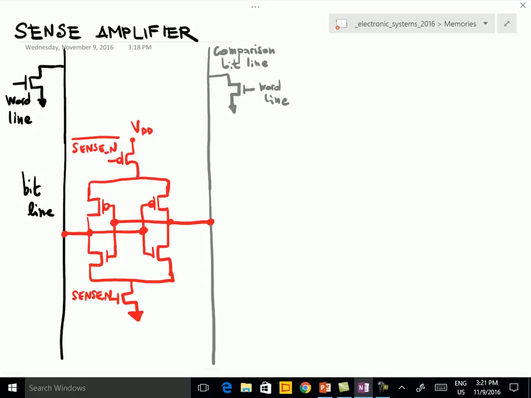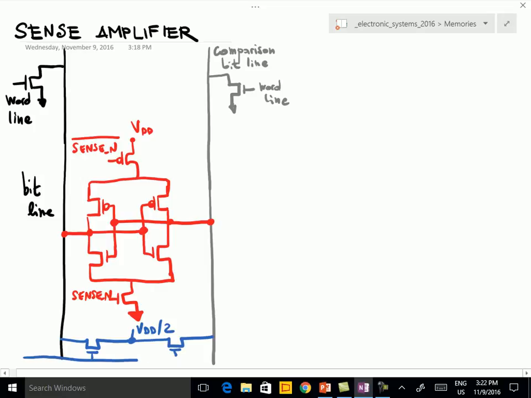Now, then I need an additional circuit here to precharge. So this is done in this way. Basically, I have here VDD half, and I have two pass transistors to connect the two bit lines to VDD half, and also for simplicity to connect the two bit lines between them.